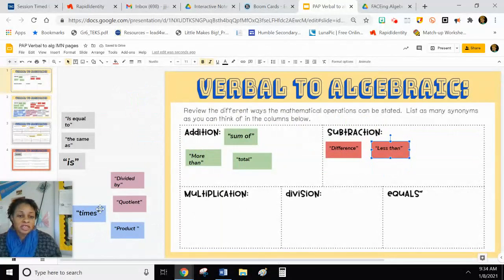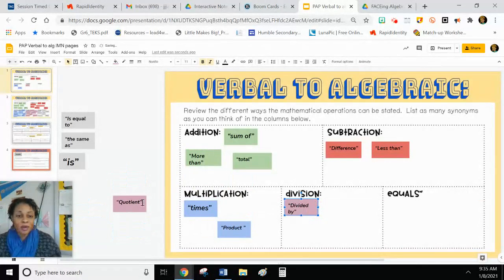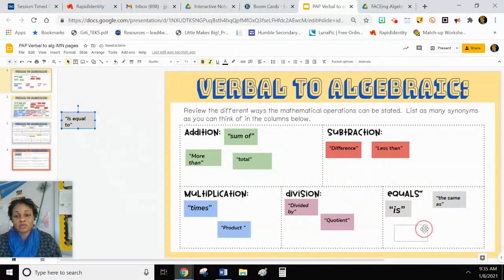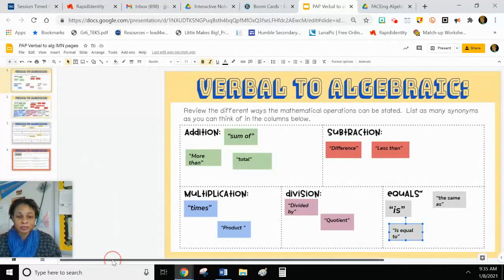When we think about multiplication, definitely times, right? And product. Division, we want to see things like divided by, or we may see things such as quotient. For equal, is the biggest one you will see. We might see the same as, or we might even see is equal to. There are many more that you may see when you're translating. These are just a little bit of a starter. And in your notebook, we will have a full list of things that could possibly be words you'll see when you're translating. So let's jump right in and do a few examples.